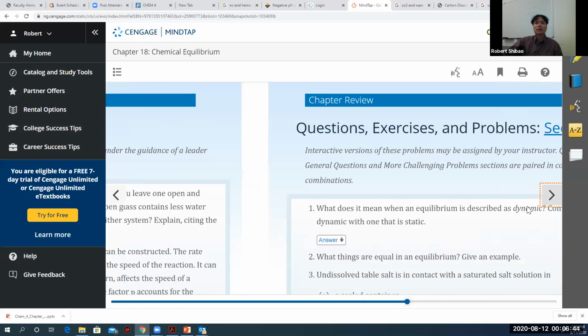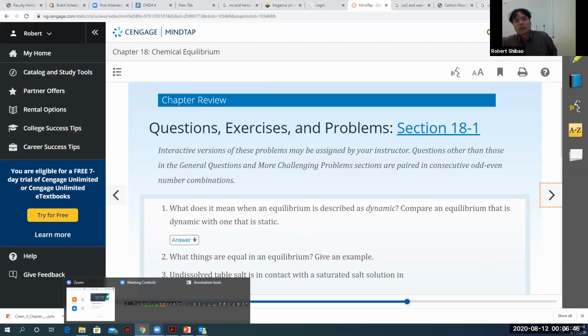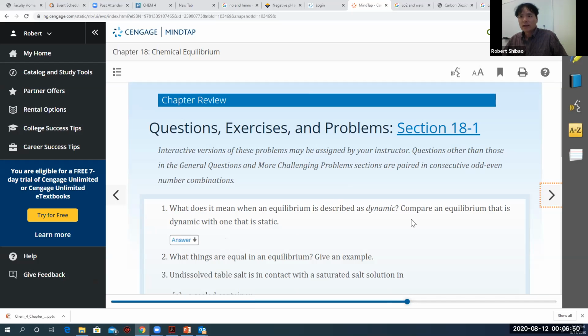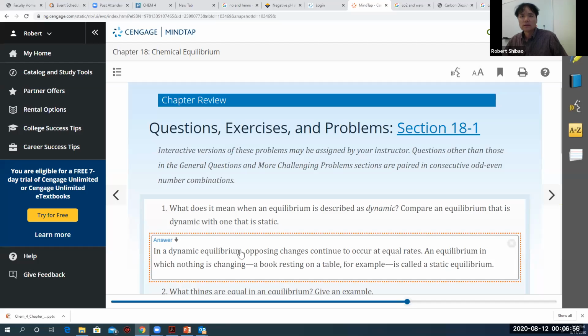Oh, that was not actually the questions. These are the questions. What does it mean when an equilibrium is described as dynamic? Compare an equilibrium that is dynamic with one that is static. Okay. In a dynamic equilibrium, there's no change at the macroscopic level, but at the particulate level, there's continuous change. In a static equilibrium, nothing's changing.